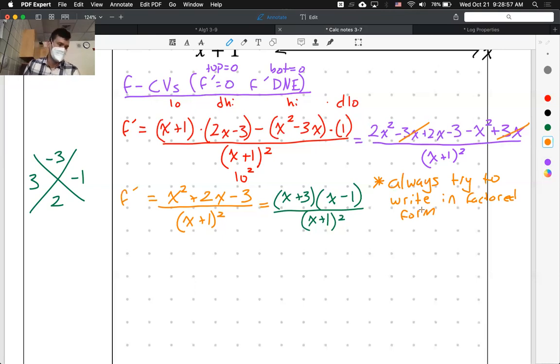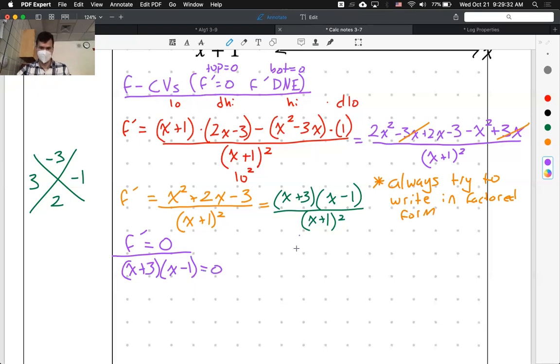Okay, so we're still not done finding the CVs. Andrea, what are we doing next? We haven't even found the CVs. Once we do CVs, then we can do test points on either side. Yeah, make what equal to zero? Say it again. Yeah, f prime is equal to zero. So that means, is it the top or bottom equals zero for f prime equals zero? Top, yeah. So that means x plus 3 times x minus 1 is set equal to zero.